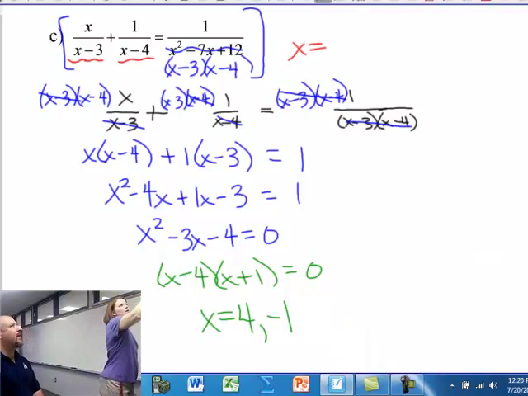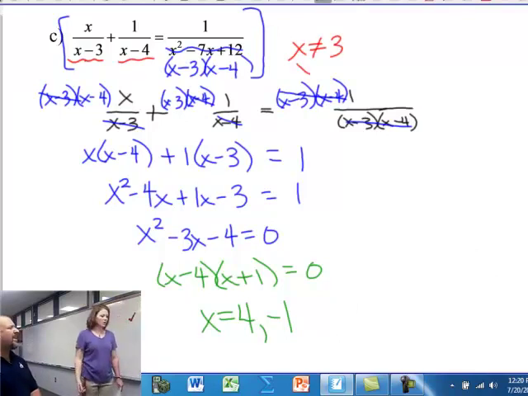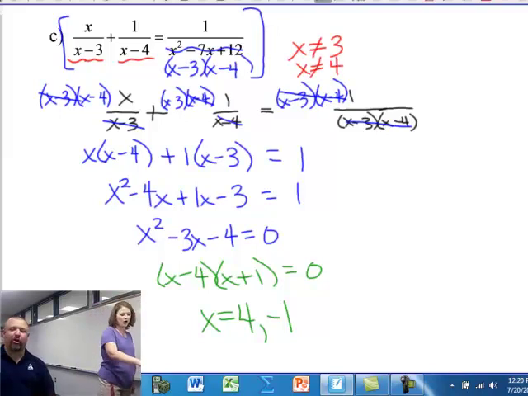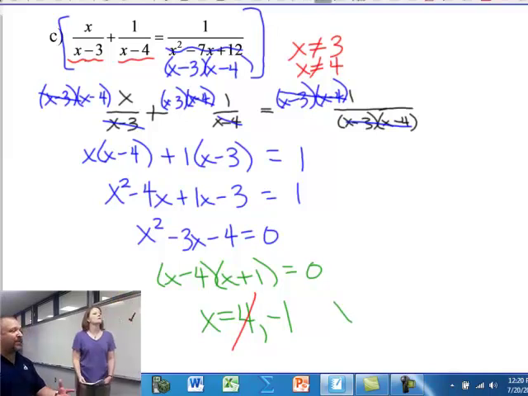What about the second fraction? X could not be a positive 4. X should not be a 4. Did we get either one of these answers? We got a positive 4. So what do we call that again? We call that extraneous, and we leave it off of our answer, and we simply say x equals negative 1 is our answer.